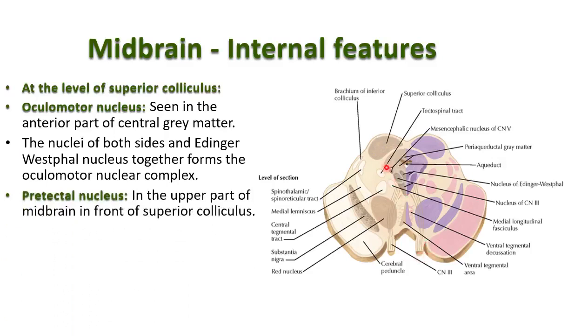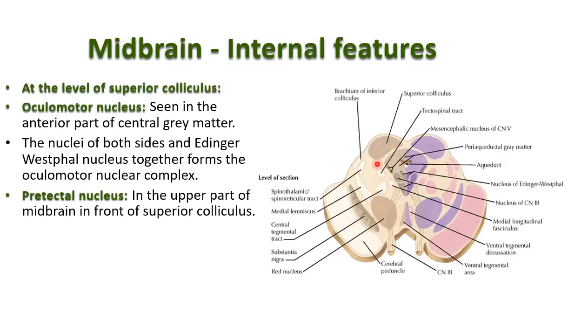Then in front of the tectum, you have the superior colliculus. Now you have one more nucleus which is called the pretectal nucleus. The pretectal nucleus is concerned with your pupillary light reflex. So you have direct and consensual light reflex. When you throw a light on the pupil, it contracts, and consensual is even the other eye where the light beam is not focused also contracts. So that is called the pupillary light reflex.